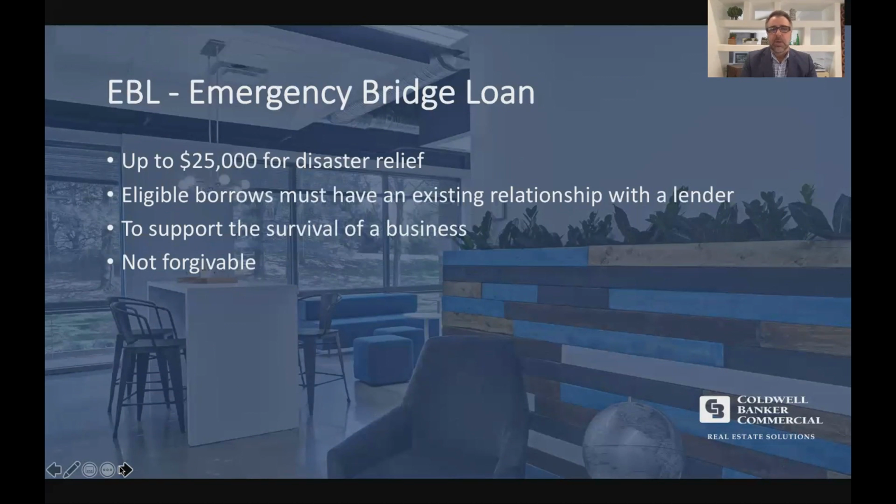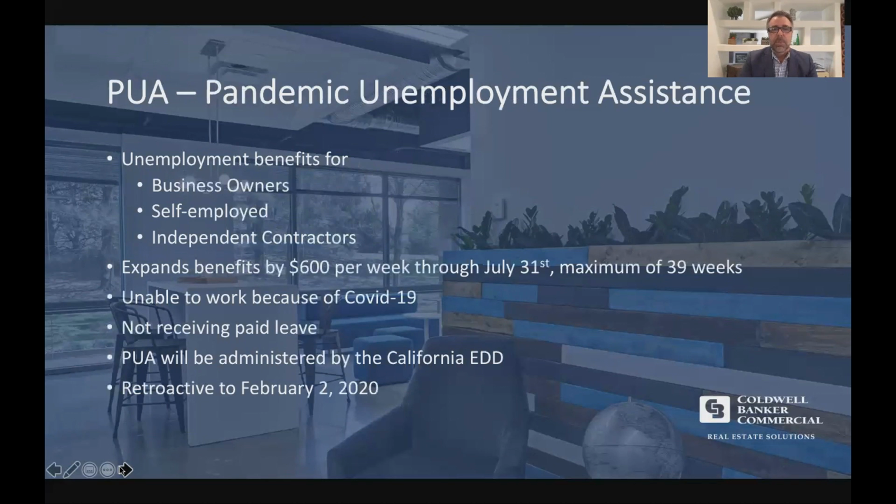The next item that we have is the EBL, the Emergency Bridge Loan. It's up to $25,000 for disaster relief. It's meant to work with local banks that a lender already has an established relationship with, and also it's not forgivable. So the pandemic unemployment, it's for people who are self-employed, business owners, independent contractors who would normally not be covered under unemployment insurance.